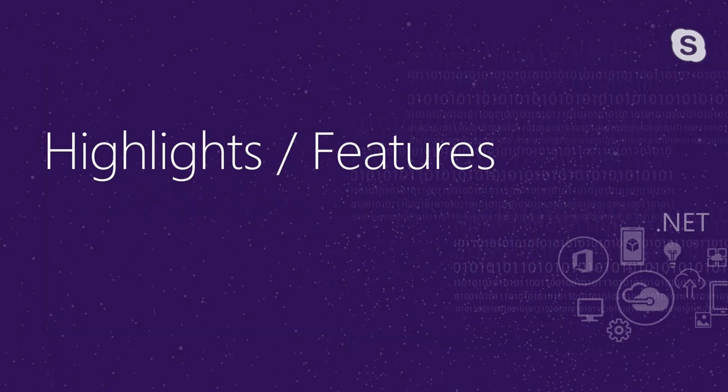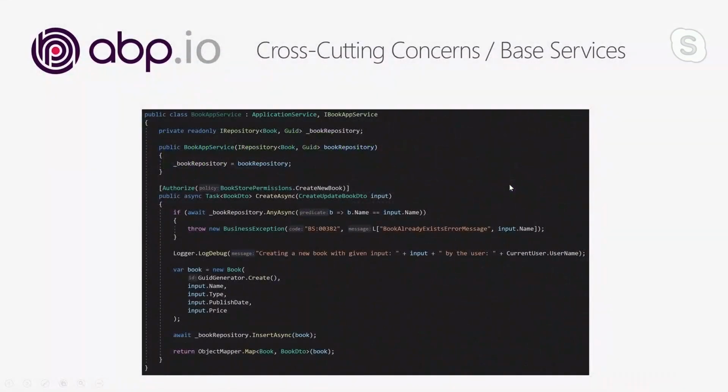Now I want to highlight some features of the ABP framework briefly. The main goal of the ABP framework is to make you focus on your own business code by handling repeating tasks by conventions. It handles cross-cutting concerns and provides services you need. Let's see a typical application service class to understand how ABP can help you in a very simple code block.